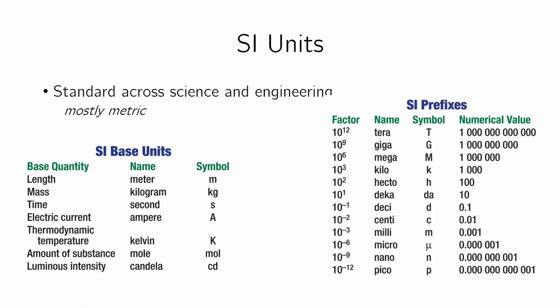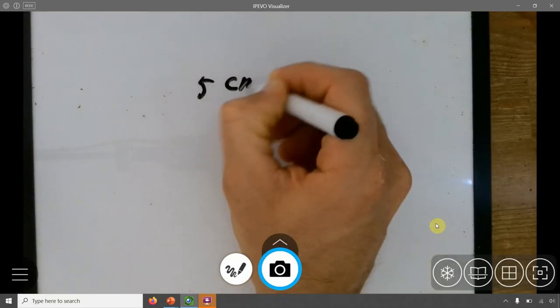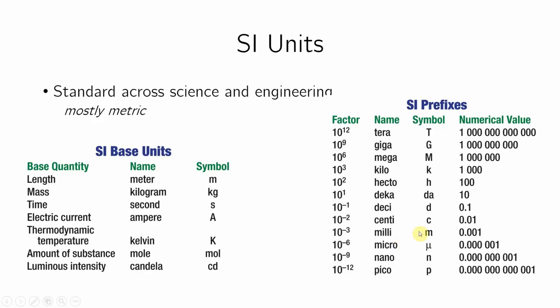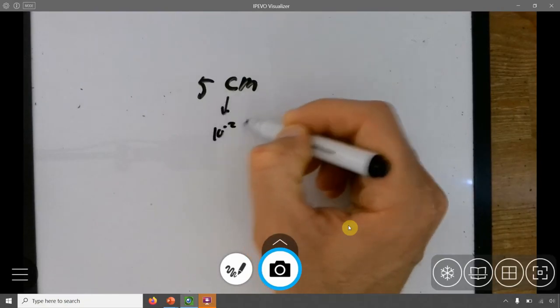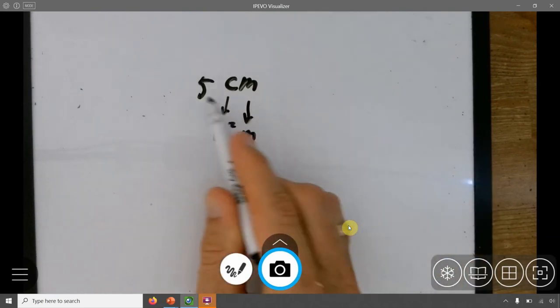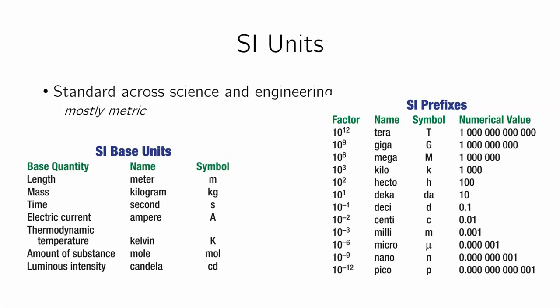We also have prefixes in SI units, and if I attach one of these symbols to one of these, I can indicate that I'm dealing with something that's a little larger or a little smaller. So if I take a meter and I attach, say, a C to the beginning of it, so if I have 5 cm, you've all seen this, the C indicates that it's 10 to the minus 2, and this thing is still meters. So it just tells me that it's 5 times 10 to the minus 2 meters. It's 5 centimeters, okay?